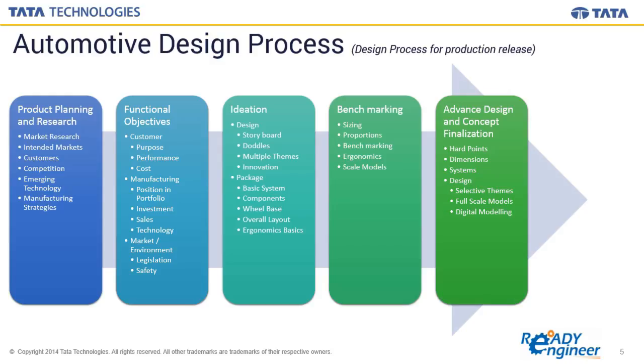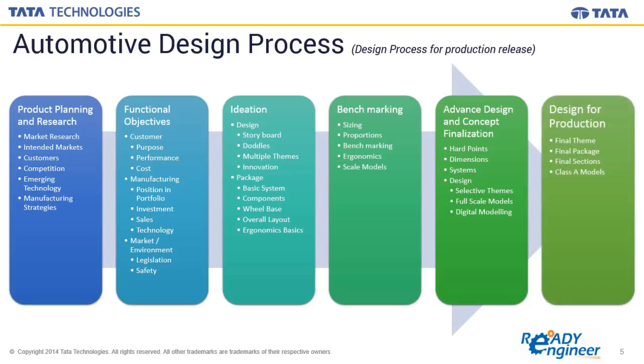Once we know what our competitors are offering, what management wants, and what we can offer to the customer, we start with the actual advanced design. Here, all the hard points are almost finalized. The dimensions of the vehicle are very much finalized. The systems are in place, and the design is down to only one or two themes. We can even start with full scale models of independent designs. Digital modeling and CAS modeling start in parallel, and we go to the next stage, which is design for production.